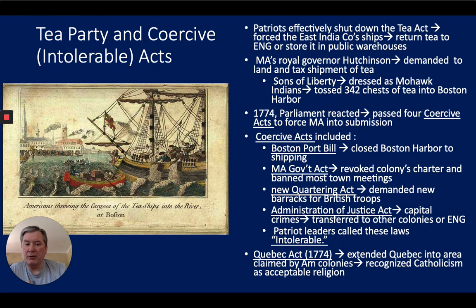This is the Port Bill, which closed Boston Port, the Massachusetts Government Act, which revoked Massachusetts charter colony status and banned town meetings, a stricter Quartering Act for barracks for British troops, and the Administration of Justice Act, which takes all capital crimes, crimes like murder, death penalty, and transfers them from the colony of Massachusetts to somewhere else, guaranteeing very possibly that people are going to be found guilty.